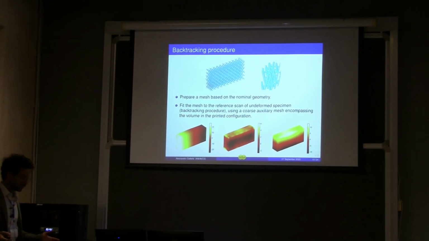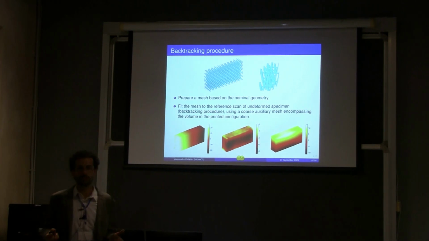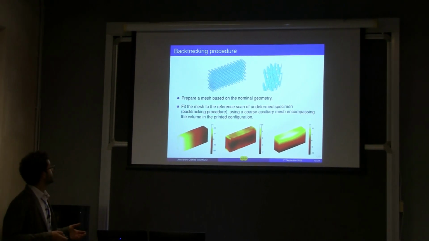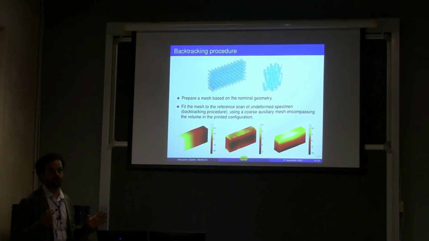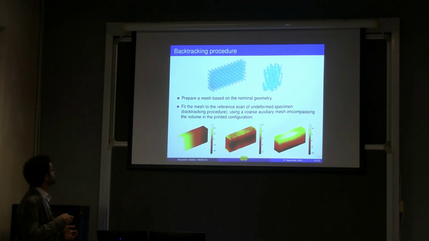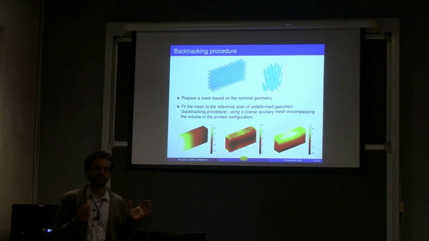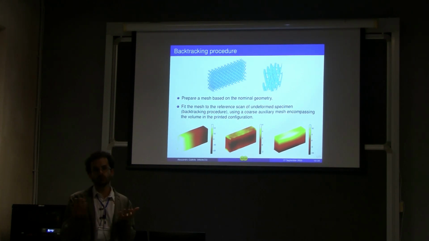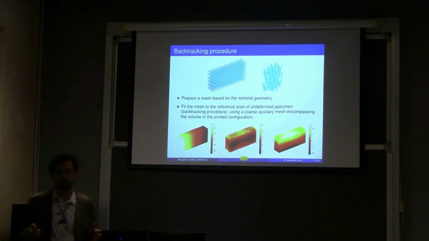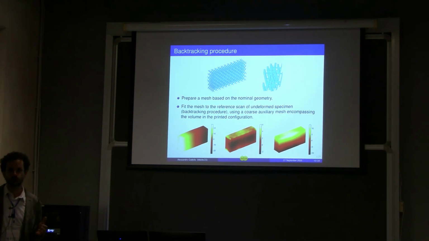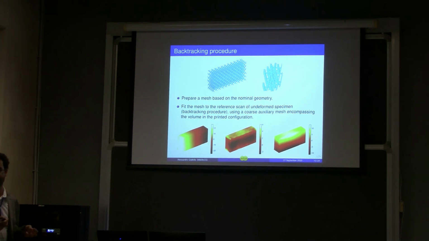And so how do we proceed? The first step is always the backtracking procedure. Basically, we have a nominal geometry and we prepare a mesh based on it. We have a reference scan, and we have to compare the two to see possible printing defects, and to fit the mesh on the current reference scan.